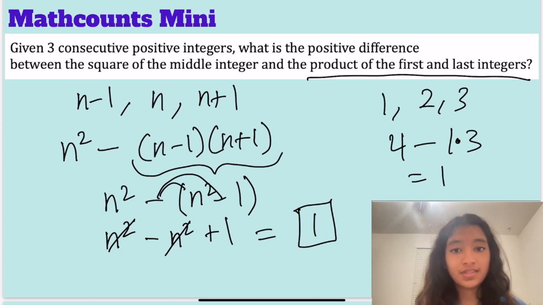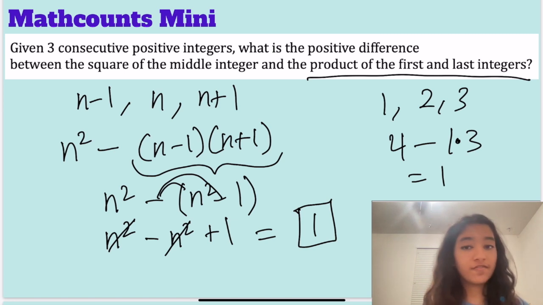And the reason we know this works is that when we looked at our algebraic approach, we never had an n left over once we simplified, which means that this result, this difference, would be independent of whichever numbers you choose. It'll always be 1.